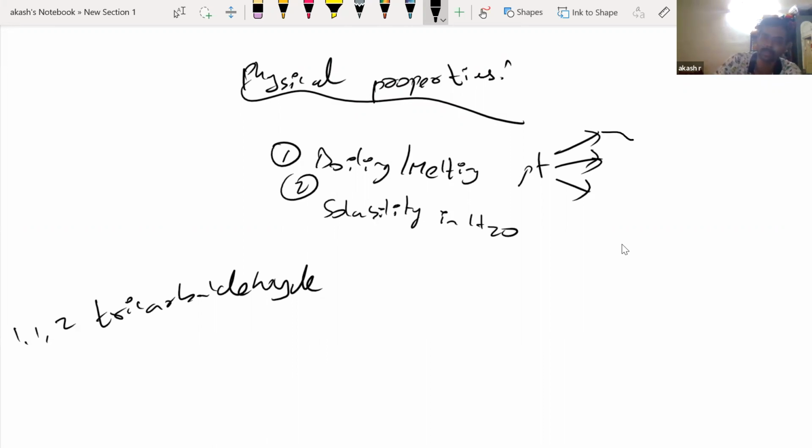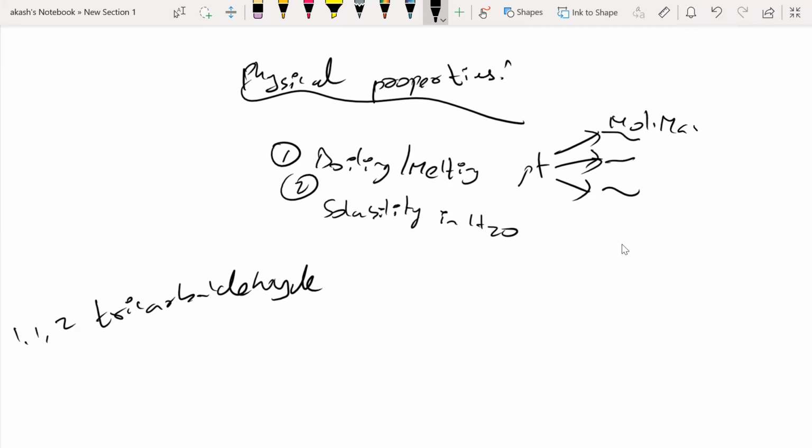Anybody else remembers 3 points? What did we study? The number of carbon atoms. Number of carbon atoms, okay, I can accept that. But number of carbon atoms means you're telling the intermolecular forces. Yes, intermolecular forces. Yes, makes sense. That's the whole point, right?